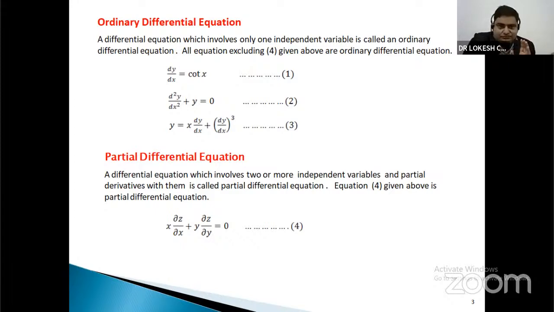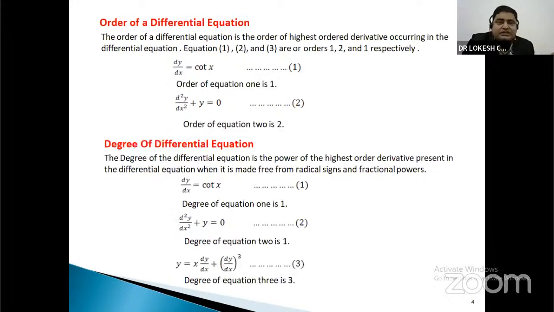If we say only the words differential equation, then we are talking about whether it can be ordinary or it can be partial. Now, what are the further classifications of an ordinary differential equation? There are two basic classifications of ordinary differential equation: order and degree. How do we define the order of an ordinary differential equation and the degree of an ordinary differential equation?